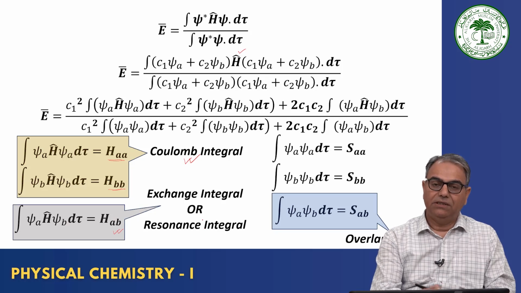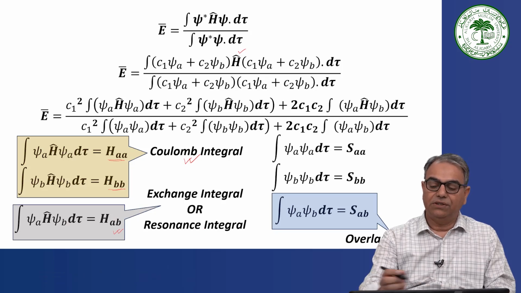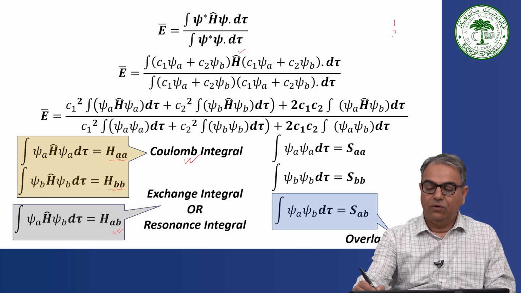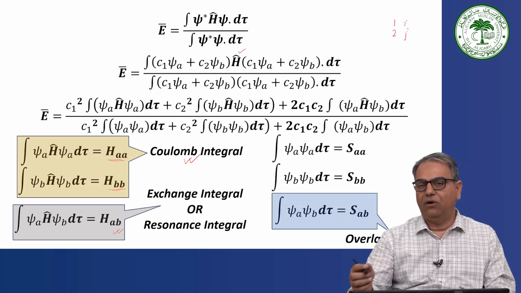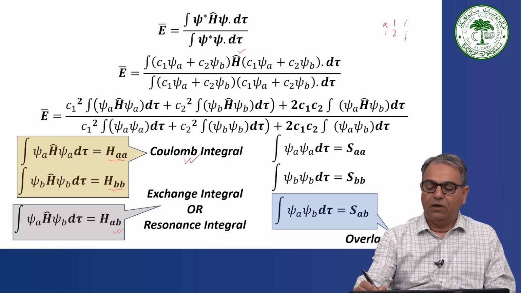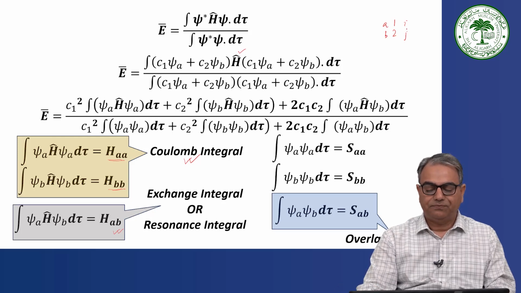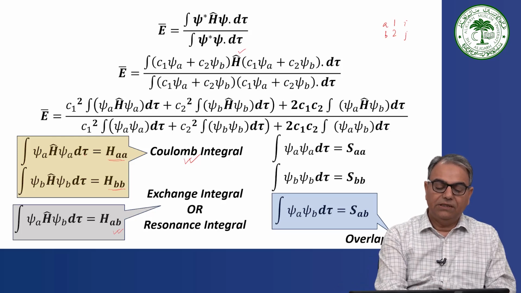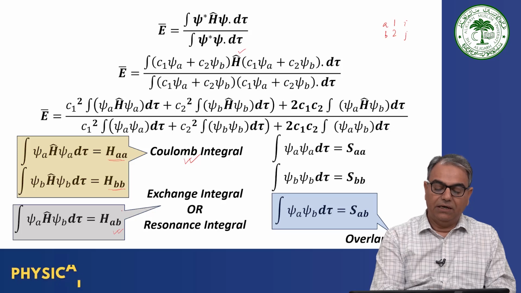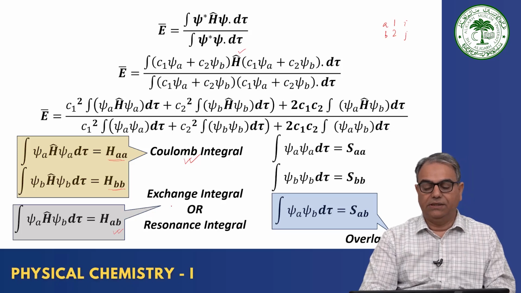A and B is only the nomenclature or definition. One can write 1 and 2, or i and j, whatever you want, and in different books you will find different kinds of nomenclature. You write A or B, or 1 or 2, or i or j, whatever you want. So these integrals HAA and HBB are Coulomb integrals, and HAB is the exchange integral.